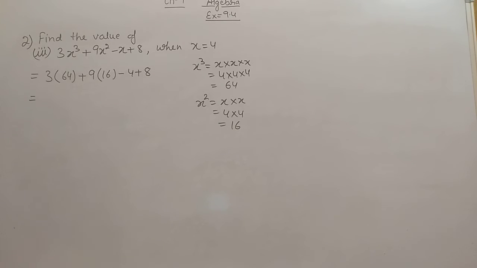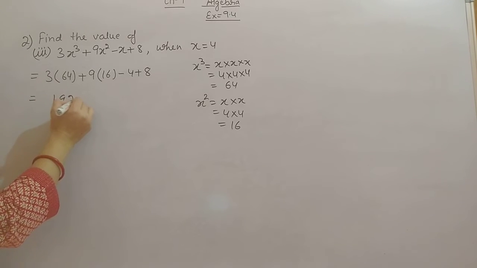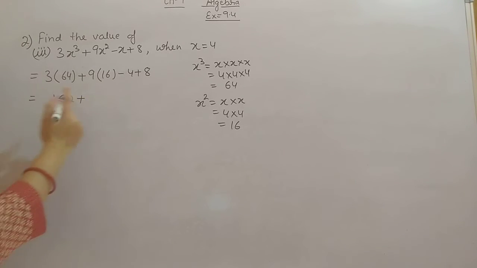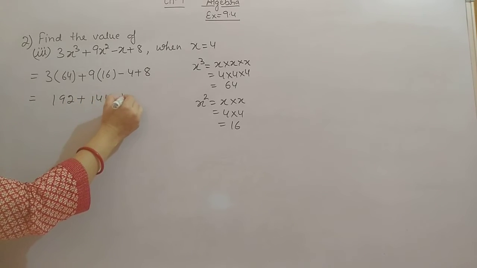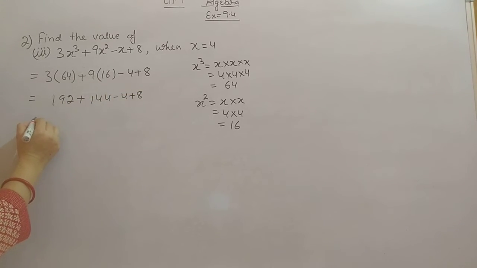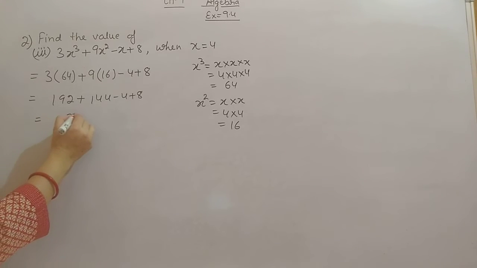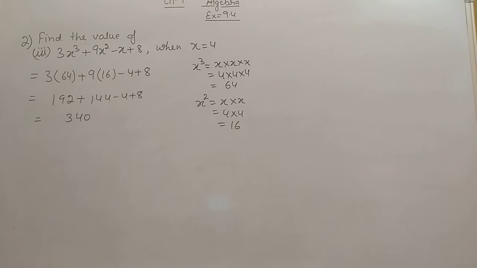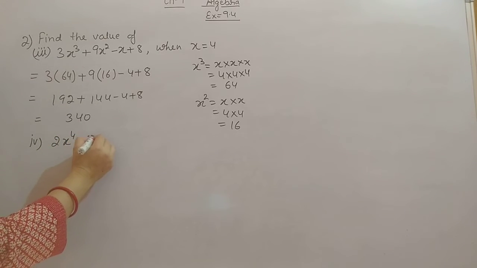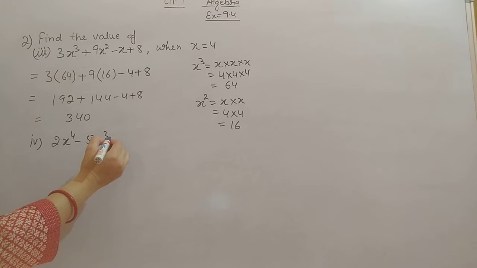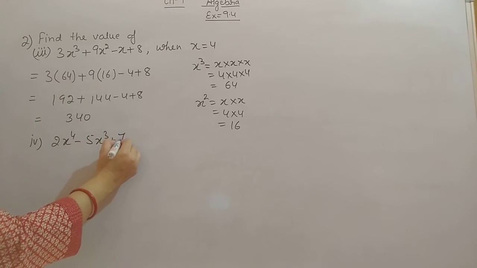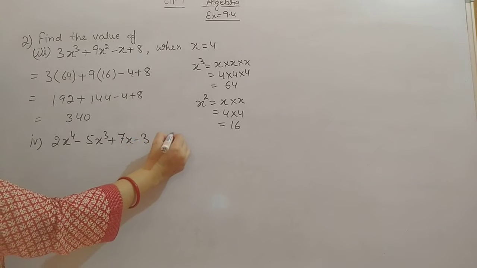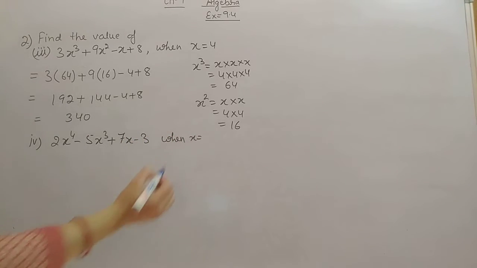3 into 64 is 192, plus 16 9s are 144, minus 4 plus 8. You can simplify it and then you will get the answer 340. Fourth part, 2x to the power 4 minus 5x cube plus 7x minus 3 when x value is 2.